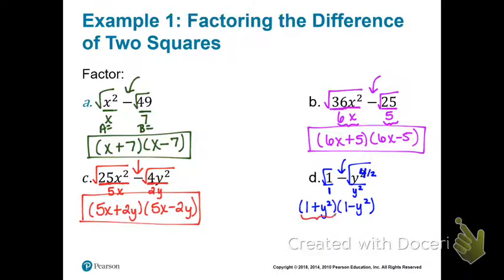This first parenthesis is part of my answer, so just bring it down. And then let's take the square root of the second. The square root of 1 is 1. The square root of y squared is y. And so we have a plus b times a minus b. Check and make sure both of those parentheses are factored completely. There's no greatest common factor in them. There's no difference of squares because they're 2 terms. So these 3 together would be our solution.